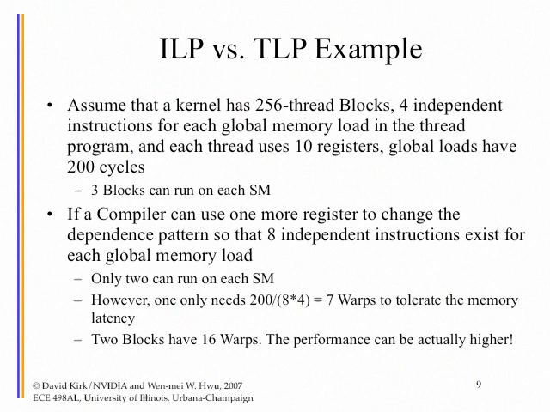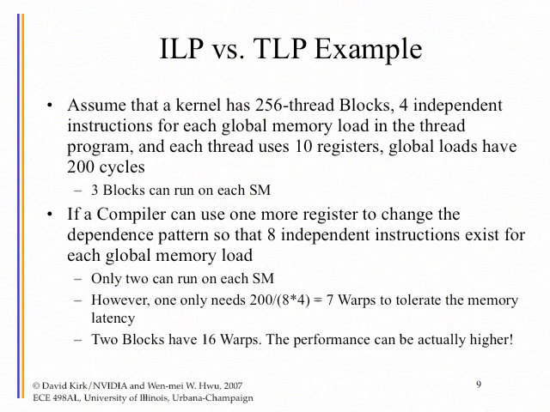Now, if I have 4 independent instructions for each global memory load in the thread program, and each thread uses 10 registers, and global loads take 200 cycles, then I can use 3 blocks. And this was just a previous calculation, right? I just calculated it: 256 times 10 times 3 is less than 8,192. Boom, 3 blocks.